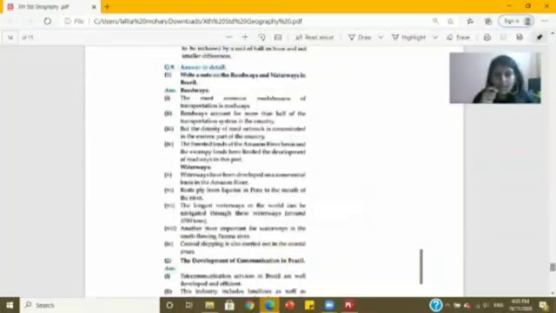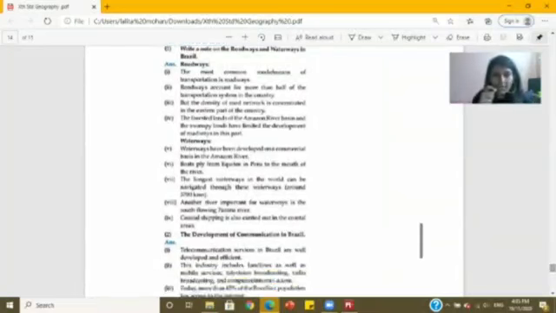Roadways. The most common means of transportation is roadways, which account for more than half of the transportation system in the country. But the density of the road network is concentrated in the eastern part of the country. The forested lands of the Amazon River Basin and the swampy lands have limited development of roadways in these parts.